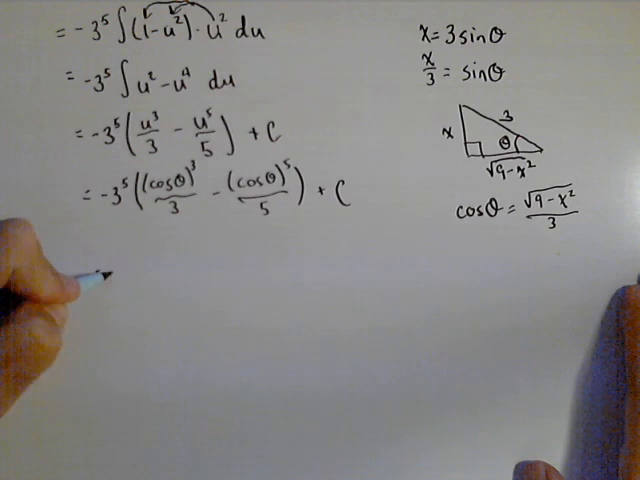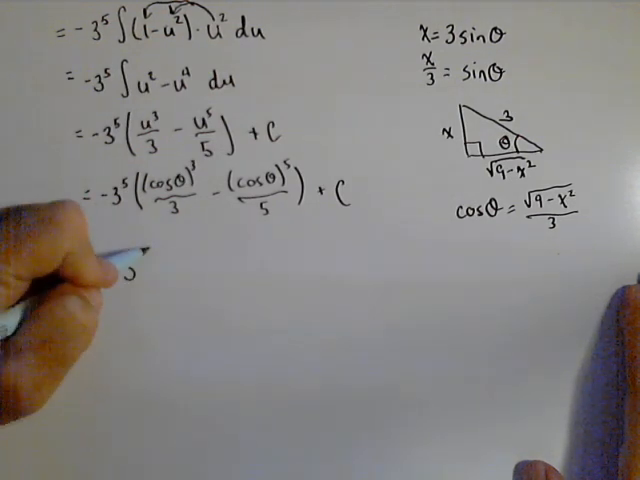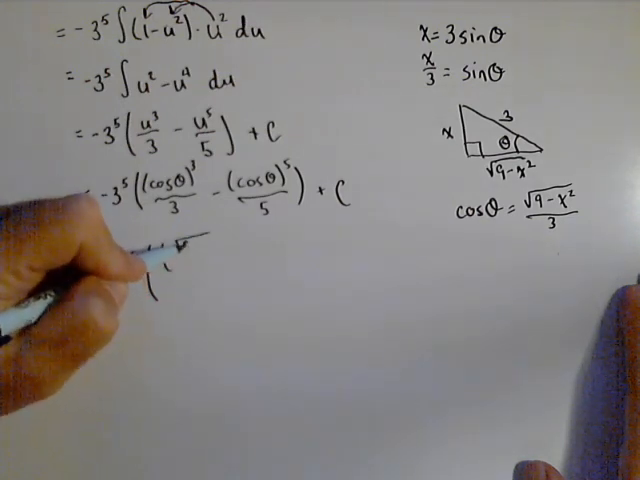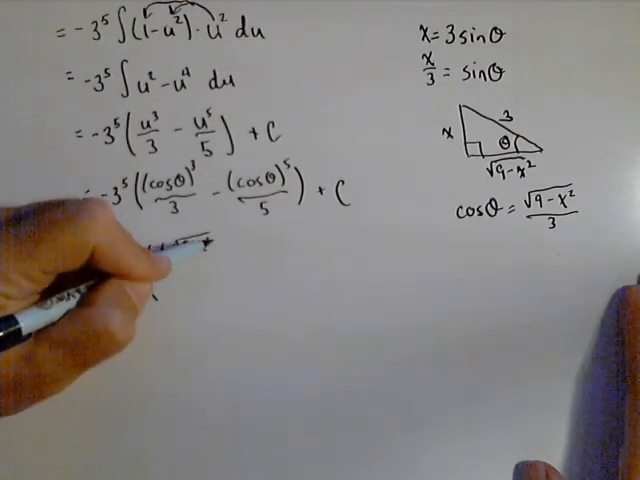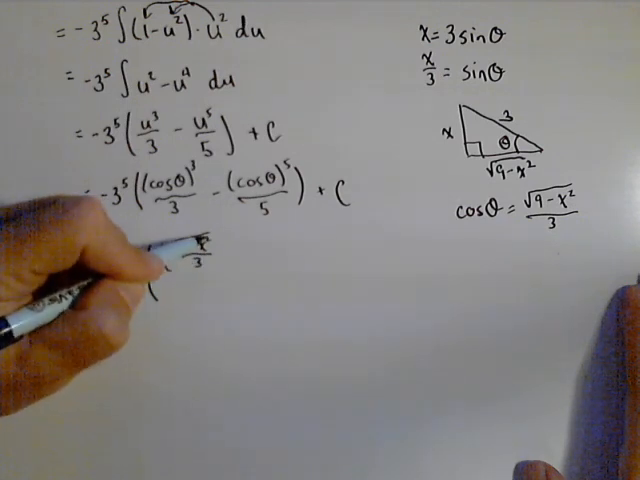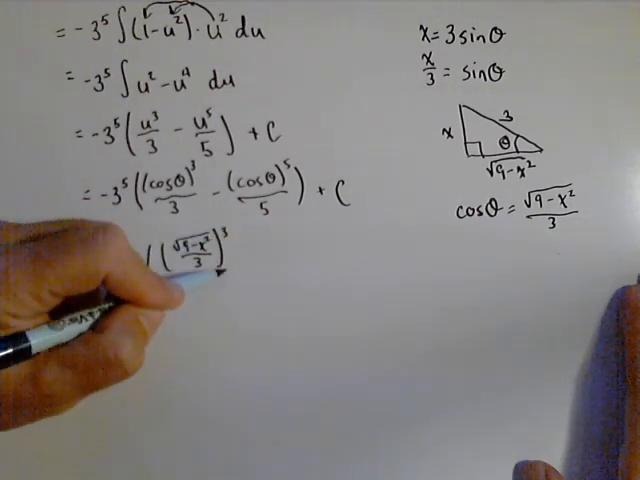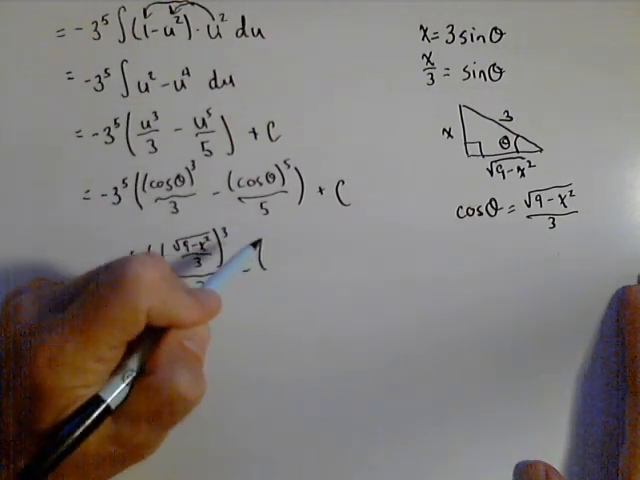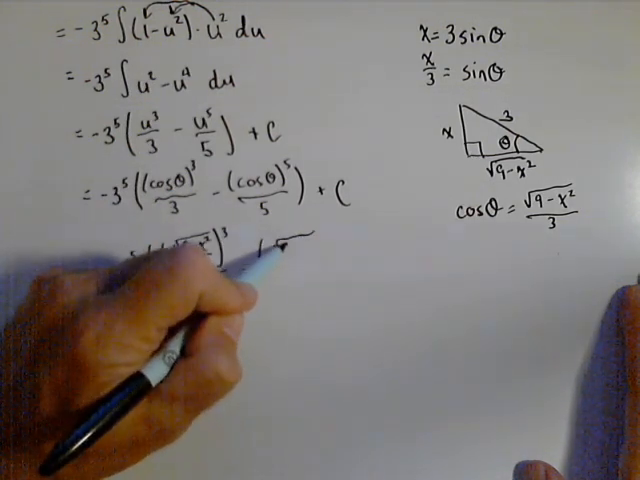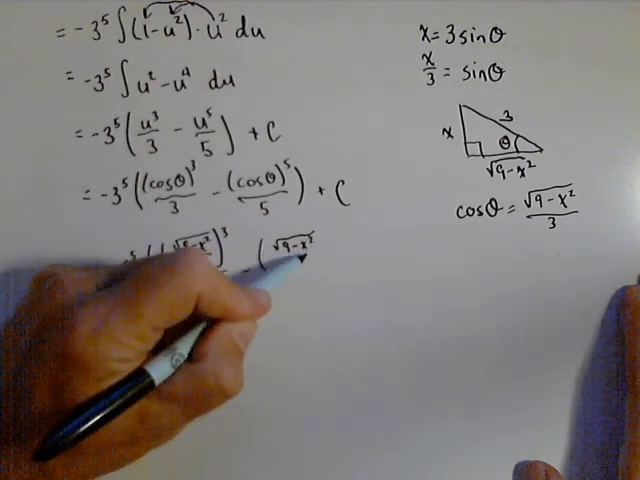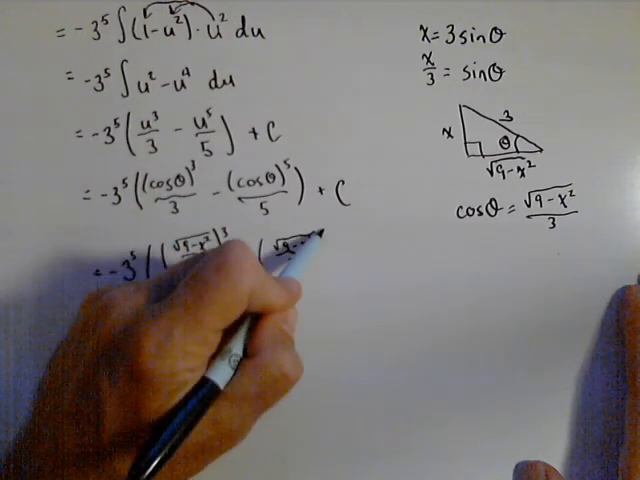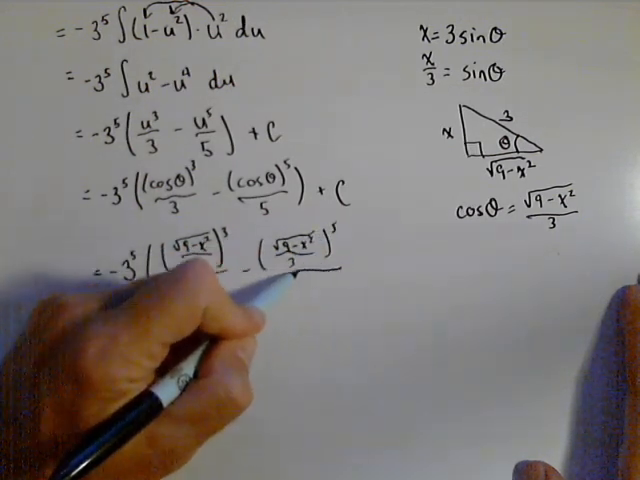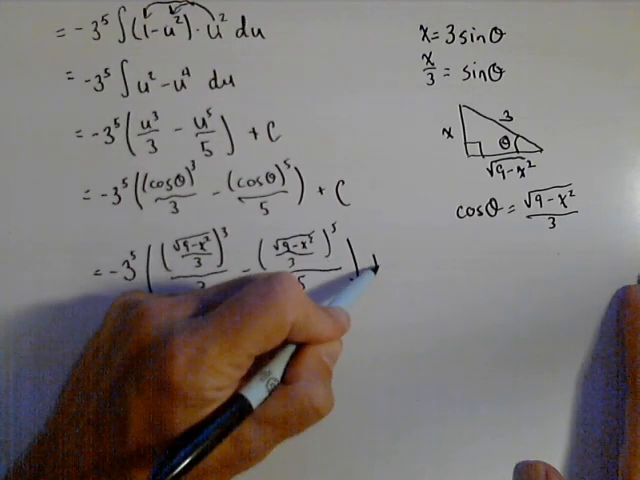So we're going to have some simplifying we can do at the end, but let's go ahead and plug in what we have. So we have square root of 9 minus x squared over 3 cubed over 3 minus square root of 9 minus x squared over 3 to the 5th over 5 plus c.